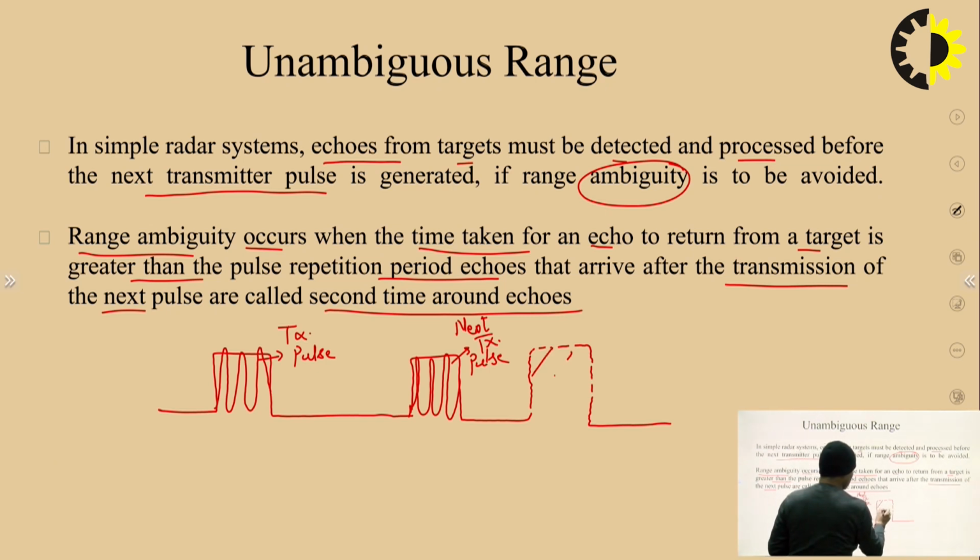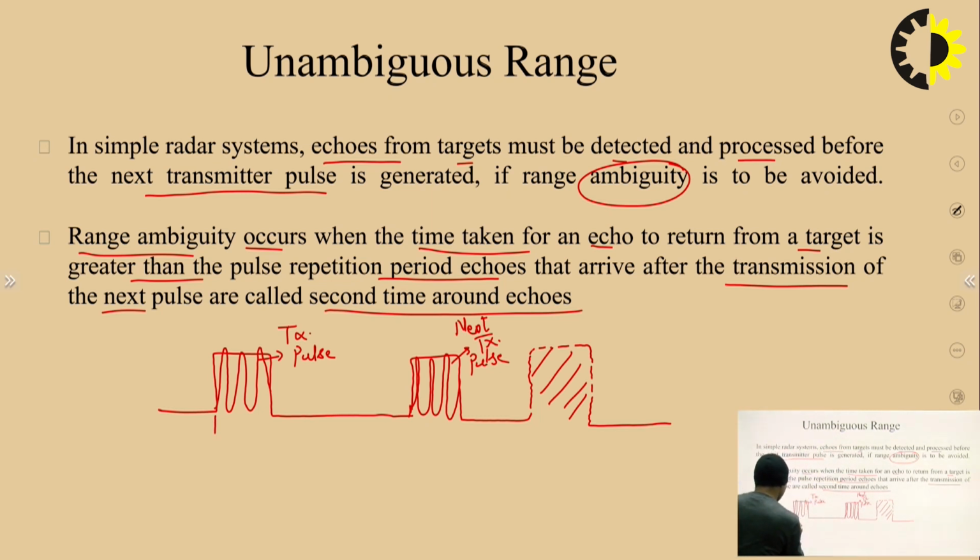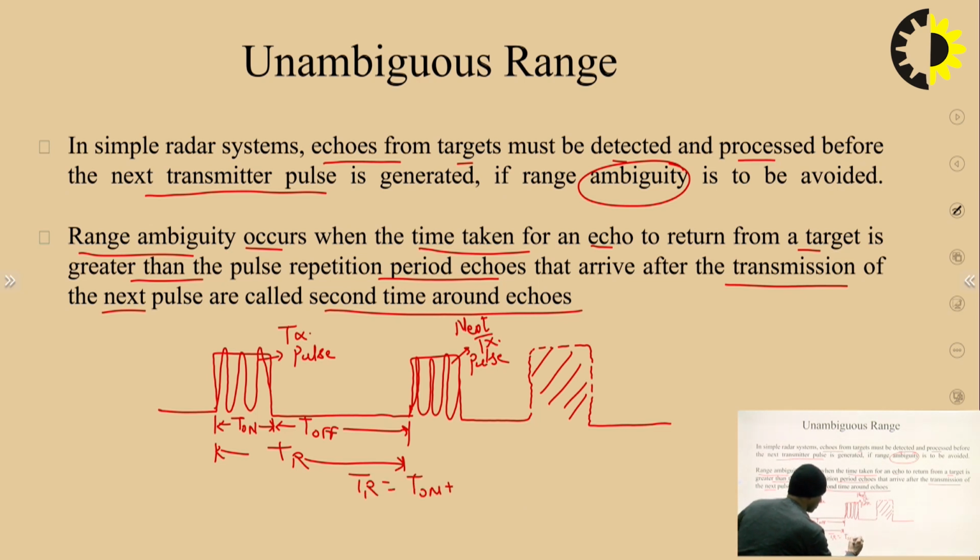This is simple geometry, and here this will be the T on time, and this will be the T off time. So the total time for this pulse, this will be the on period, this will be the off period, and this will be the complete total time TR, which equals T on plus T off.